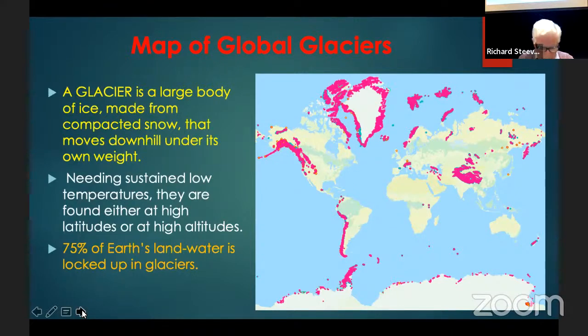And some of you who saw the movie realized that the glaciers are really the parts that are moving downhill under their own weight, as defined over on the left-hand side there. It's a large body of ice made from compacted snow. And so this vast area of Greenland is compacted snow, but it's not moving anywhere.